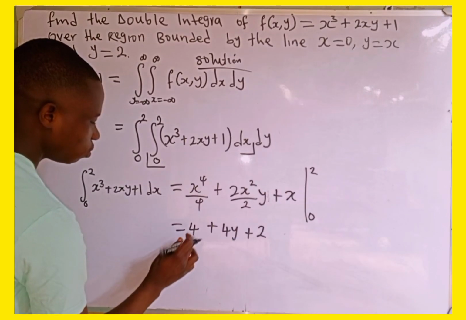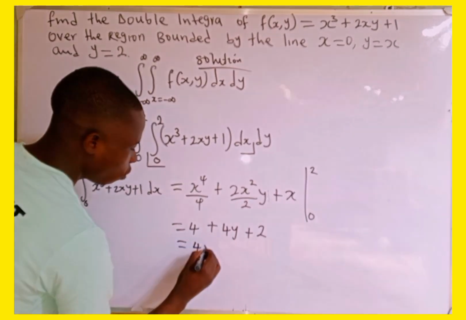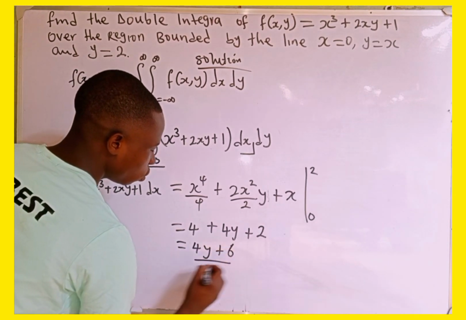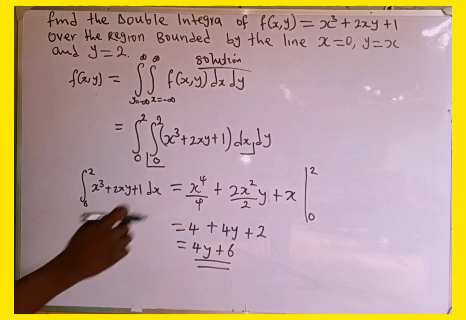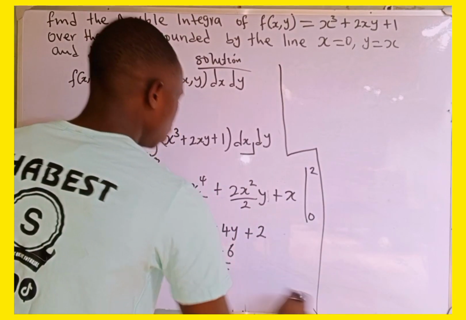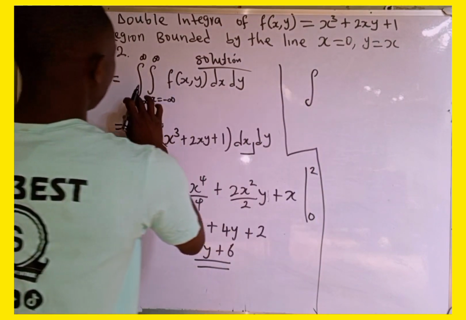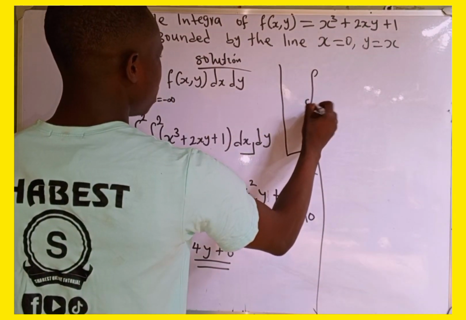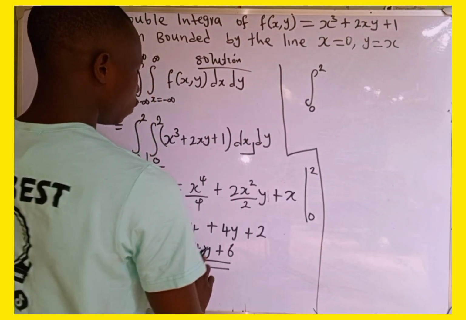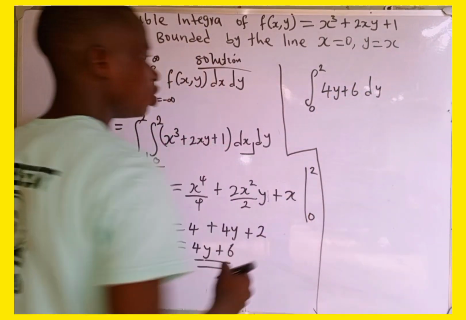Now the next thing is to combine like terms. We have 4y, then adding 4 and 2 gives positive 6. So the value of this integral is 4y plus 6. Now we substitute this value and integrate with respect to y. We have the integral of y from 0 to 2, and the new function is 4y plus 6, with respect to dy.